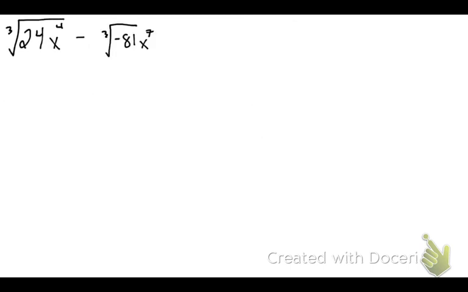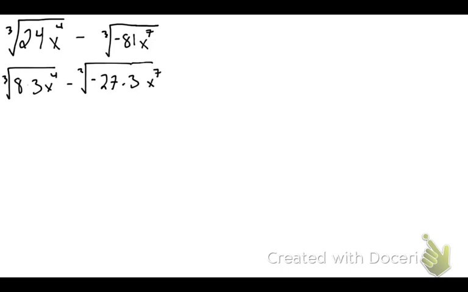Here's a problem where they're not like terms and there happen to be variables. The cube root of 24x to the 4th minus the cube root of negative 81x to the 7th. Can't subtract them, but we can try and simplify. Remember that 8 times 3 is 24, and 8's a perfect cube. And negative 81 is negative 27 times 3. And these will both simplify.